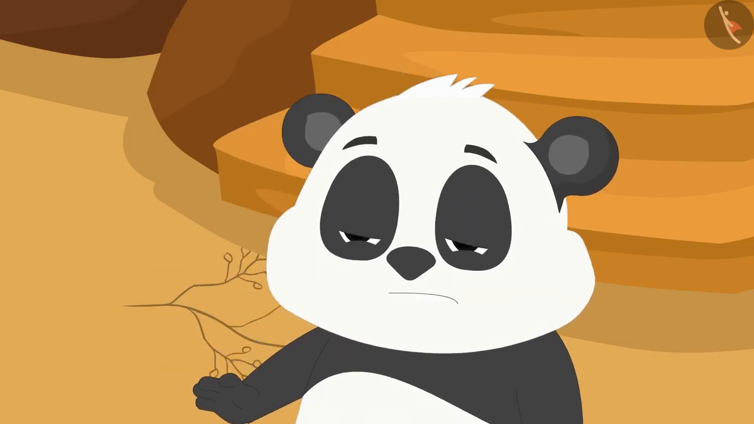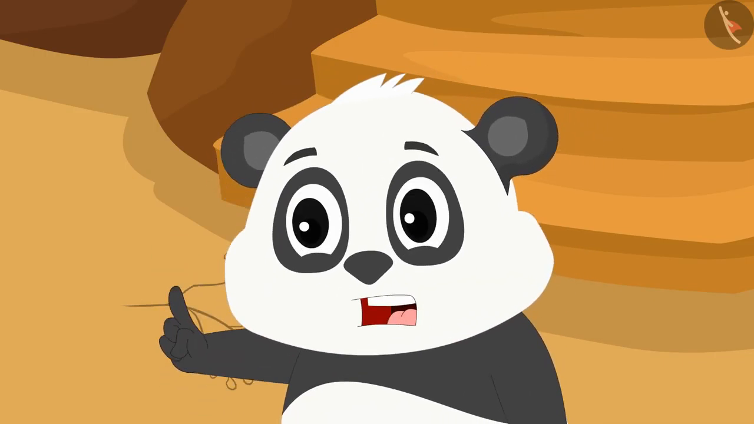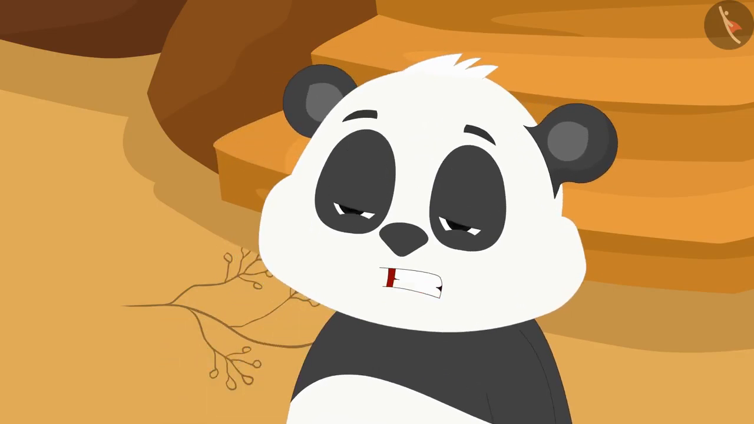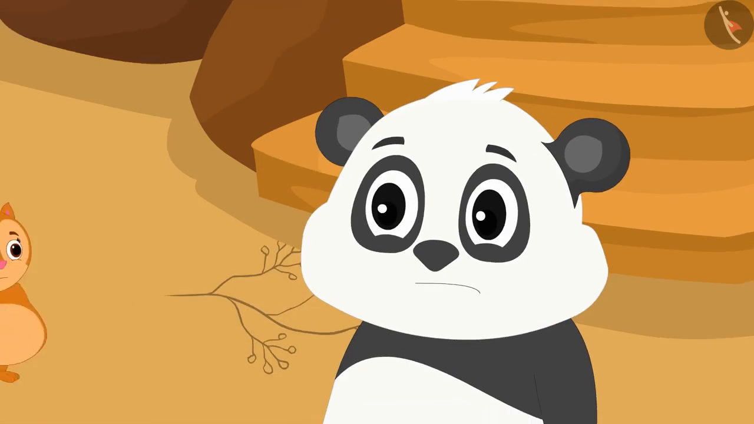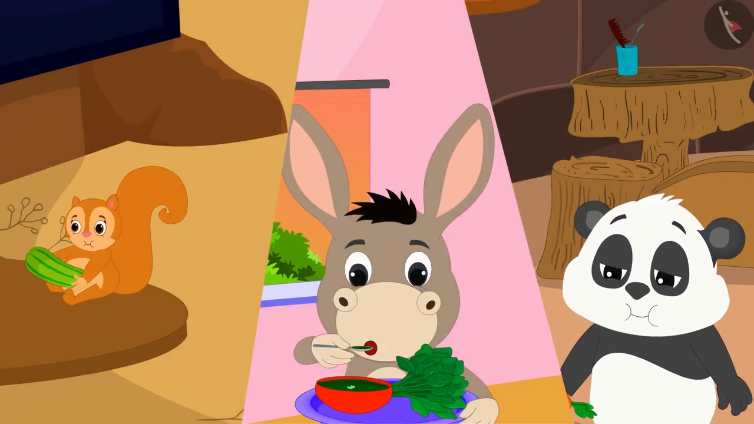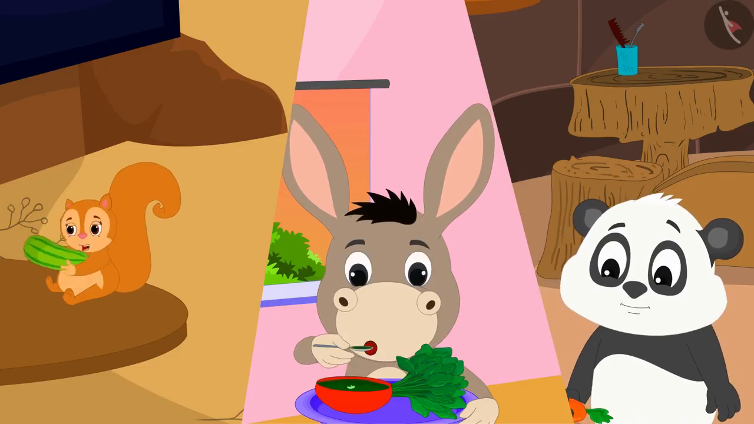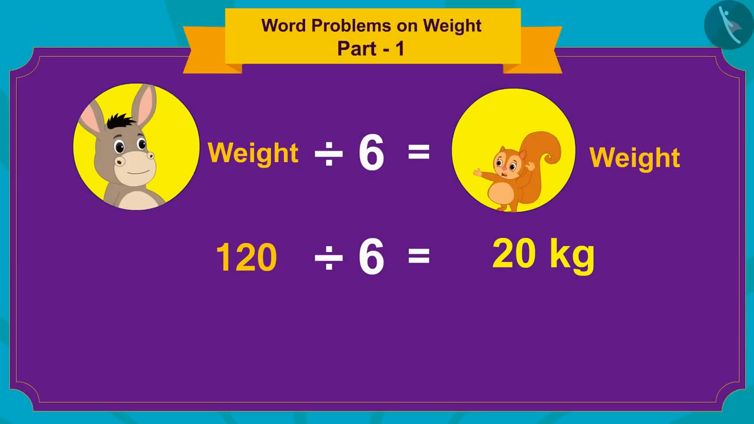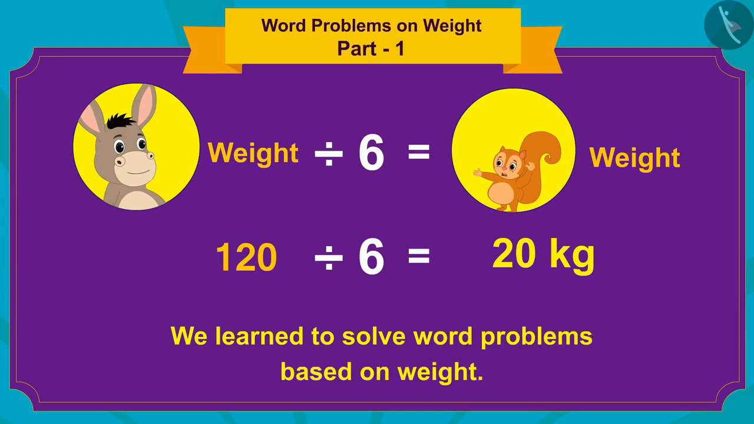"The three of us have gained so much weight. From now on, we will eat only nutritious things and we will completely stop visiting the fast food stalls," Golu told Bhola and Chanda. The three friends started eating nutritious things and slowly they started losing weight. Children, in this video, we learned to solve word problems based on weight. In the next video, we will see some more interesting examples of this.